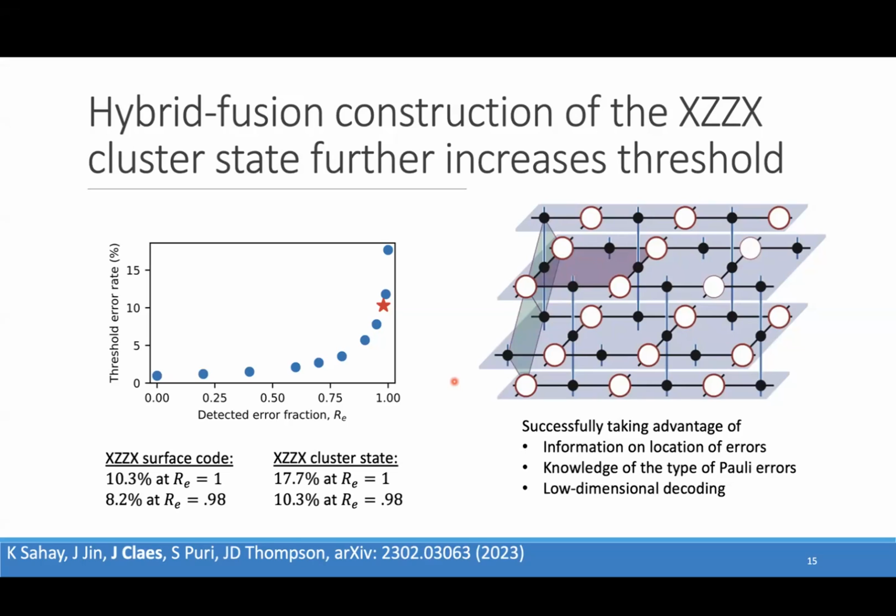And this is because we're successfully taking advantage of information on the location of errors, knowledge of the types of Pauli errors, and we're building in a low dimensional decoding graph. We're bringing every single possible tool to bear on correcting these in the best possible way.